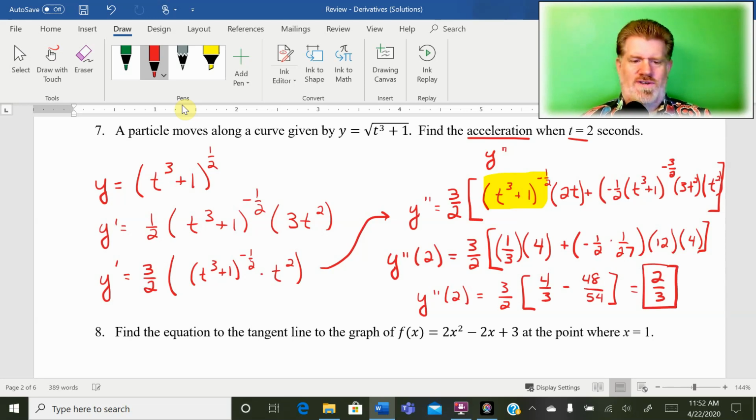Oof. That was a lot of work. And you can see by how much work that was, you're probably not going to be asked to do things as complicated as that on the AP test because there's no time.